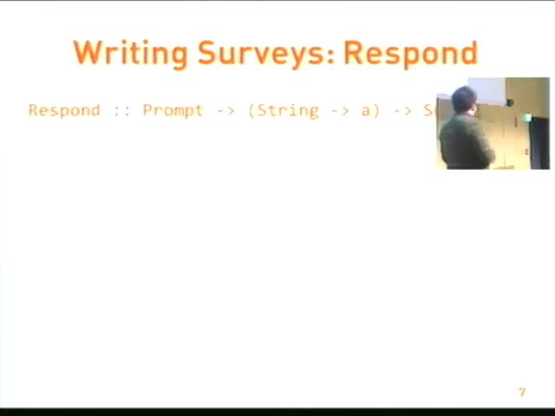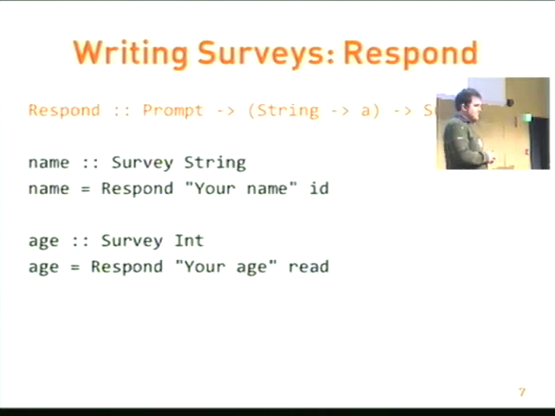To build surveys to match this type, we can use the respond constructor. So in this case, given a prompt to display for the question, and a function which is able to process the response from a string to some data type that we're targeting, we create a survey of that data type. So to use this, we can trivially make those two surveys. In the first case, since the target is a string, id is an appropriate processing function. No processing needs to take place.